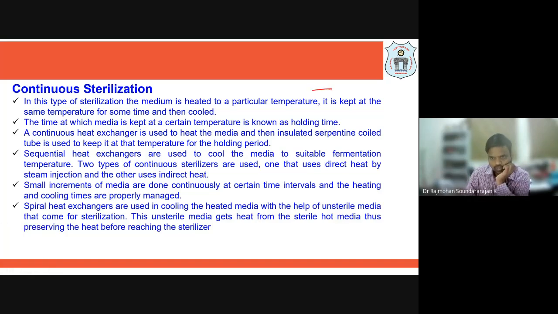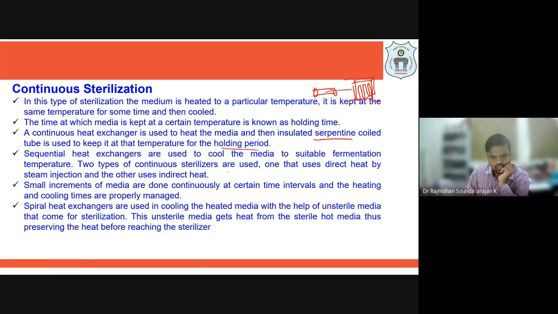So we can have a counter current heat exchanger. Then we will have a serpentine flow field, meaning it will be like this, so that a particular temperature can be maintained, right? That way we will use an insulated serpentine coiled tube to maintain the holding period. Sequential heat exchangers can then be used to cool the media to a suitable fermentation temperature.